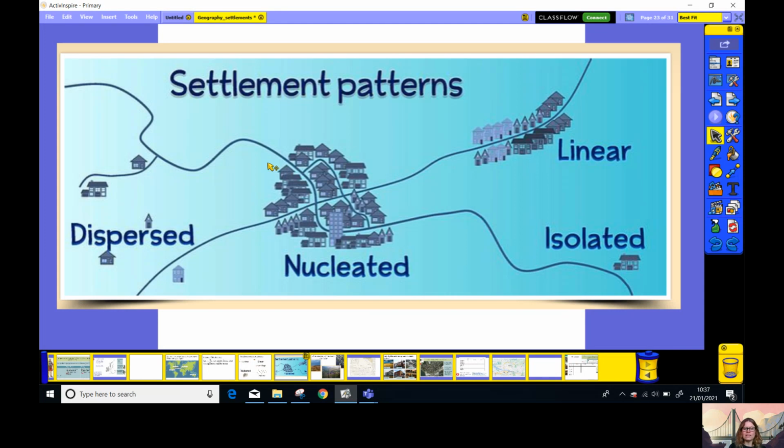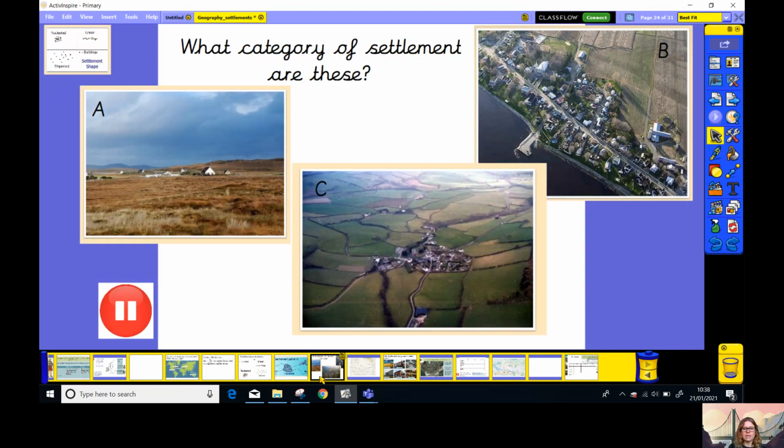And here we've got a nucleated settlement, haven't we? Probably a small town, or maybe even a city, where all the buildings are quite close together around a nuclear area. And here's a very isolated settlement. We've only got 1 or 2 buildings, 1 building in this instance. Let's have a look what it'd look like in aerial photographs. Pause the video now and see which picture is what type of settlement. You're going to need to use your drawings that you've done in your book to help you with this.